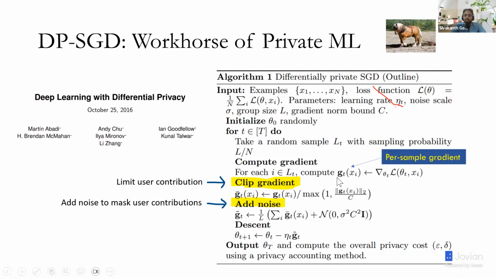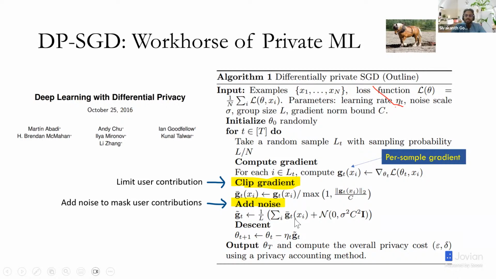So what we will do is we'll clip the norm of the gradient to some constant C. If the norm is too big, it means that we're getting too much information from this user and we don't want to use all this information. So we clip it to have norm at most C. This is the clip gradient step. For each gradient, you clip it to norm at most C.